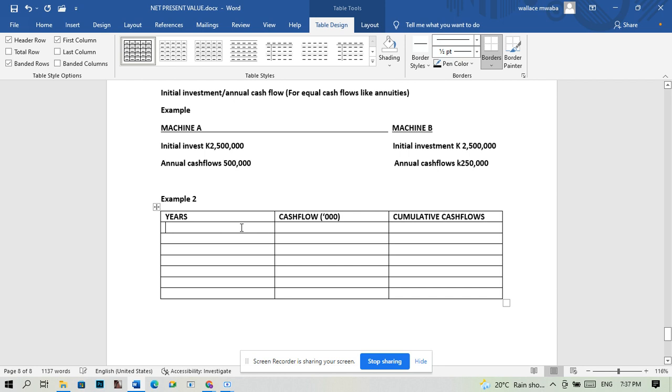Okay. So we say year zero. This is when you pay. You have paid for the machine, the 800,000, so we'll put here negative 800,000 representing the cash outflow. At the end of year one, you expect to receive 150,000. End of year two, you expect to receive 200,000.